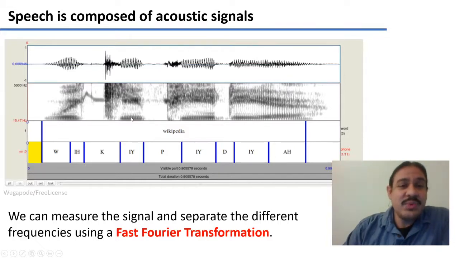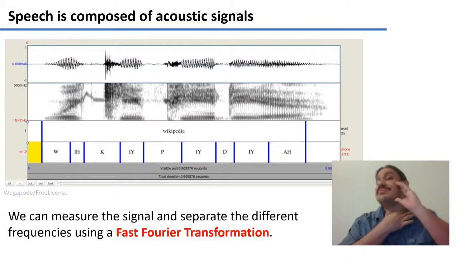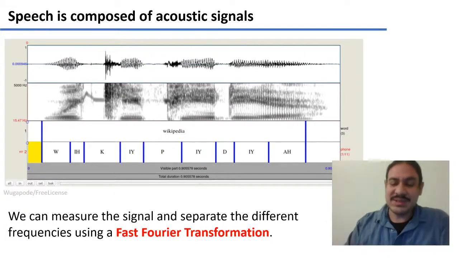What these energy ribbons tell us is that there was some energy at lower frequencies, there was some energy in this range of frequencies, and there's almost no energy in this range of frequencies. So it can give us information about the vibration of the original parts of your mouth as the signal is coming out.